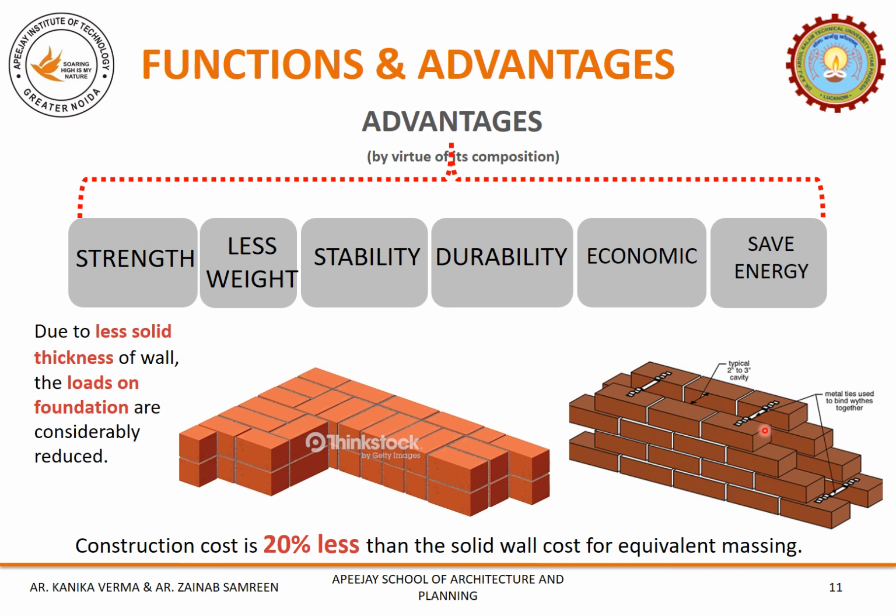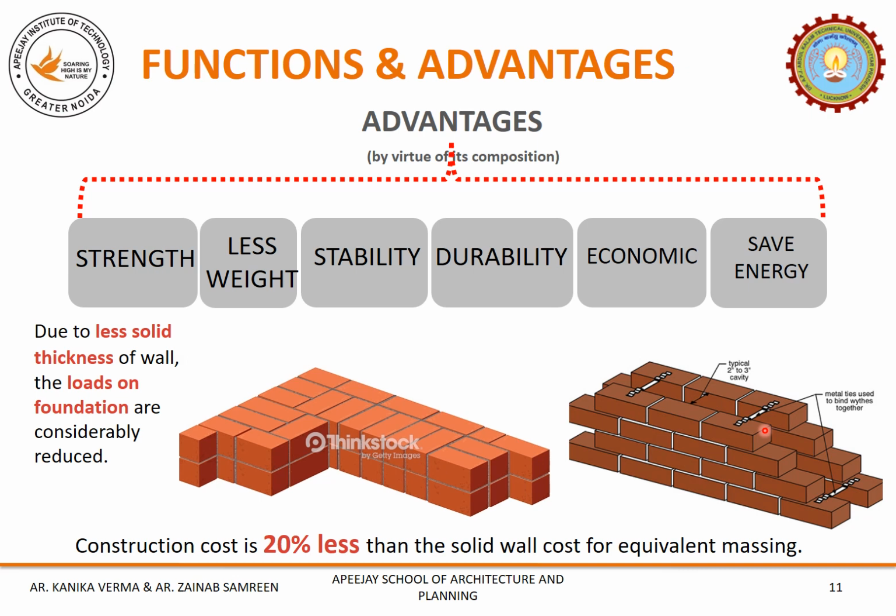And if you look at the economic aspect of this cavity wall, then a 275 cavity wall costs less to construct than a 328 solid wall. It is actually cheaper than exterior or interior wall insulation as well. If we talk about the economic aspect of a cavity wall, then the construction cost of a cavity wall is about 20% less than the solid wall cost for equivalent massing.